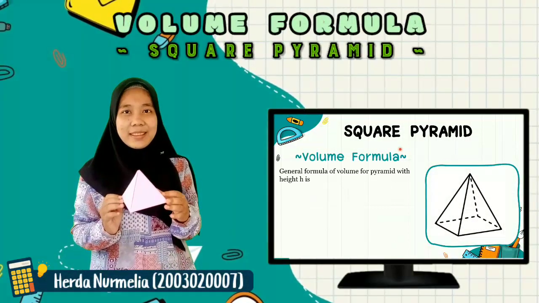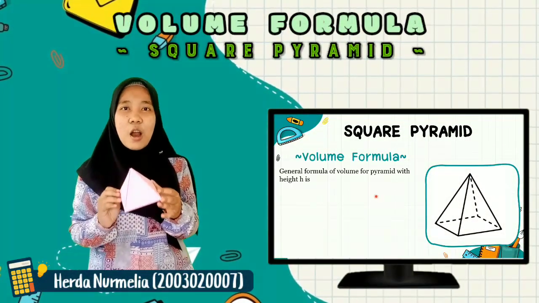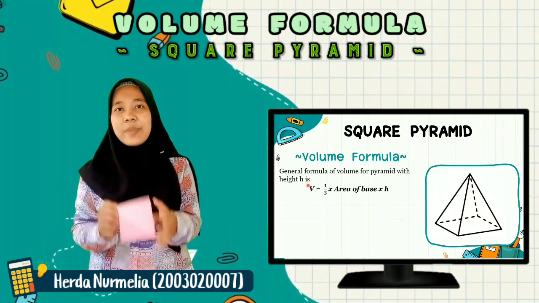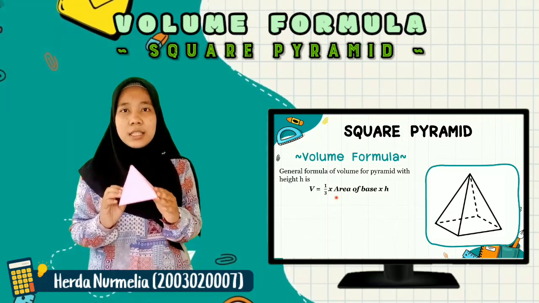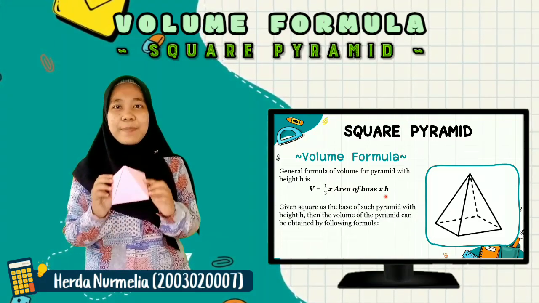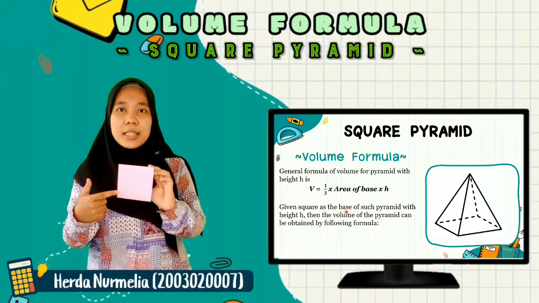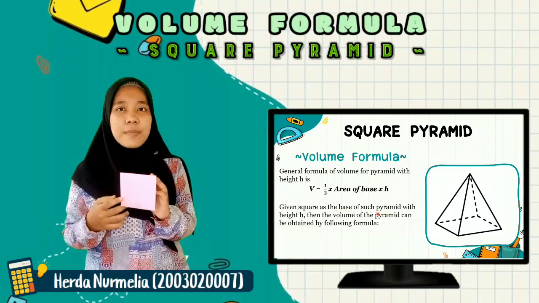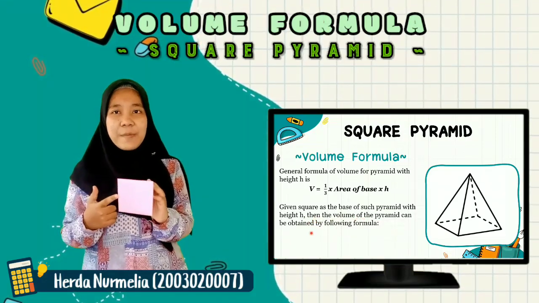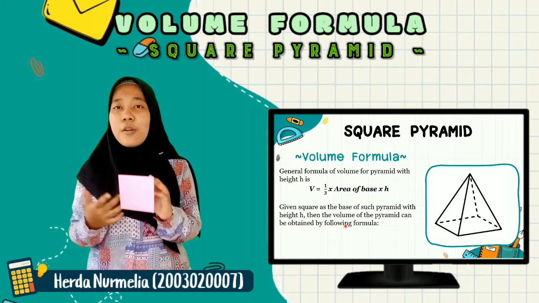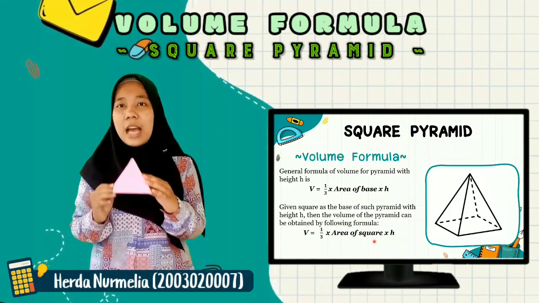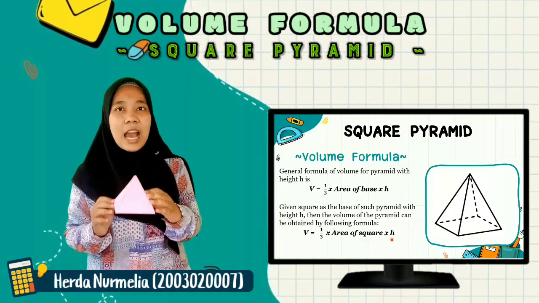Square pyramid. The general formula of volume for a pyramid with height is volume equals 1/3 times area of base times height. Given a square as the base of the pyramid with height, the volume of the pyramid can be obtained by the following formula. Volume equals 1/3 times area of square times height.